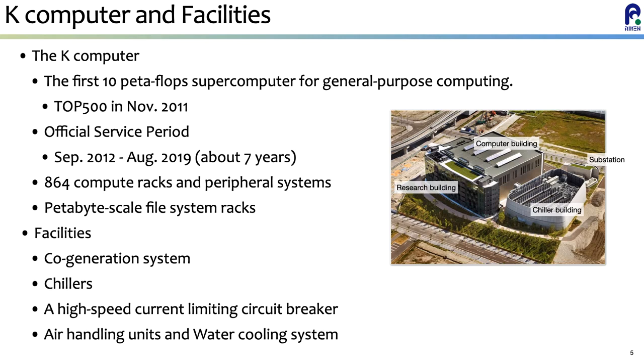It consisted of 864 compute racks and peripheral systems, including petabyte-scale file system racks. Facilities consisted of a cogeneration system, chillers, circuit breakers, air handling units, and a water cooling system. At the moment, all the compute racks in the K computer were replaced by the successor system's racks. However, most of the K computer's peripheral equipment has been enhanced and is being used as part of the Fugaku infrastructure.